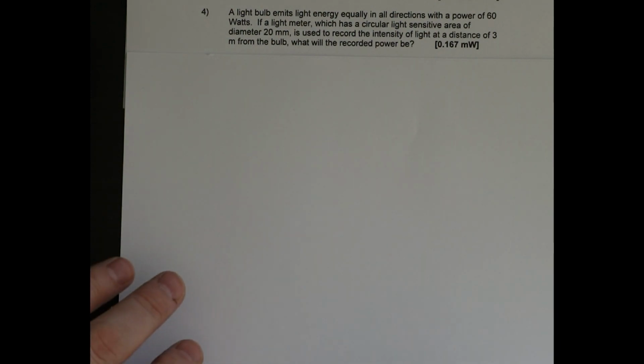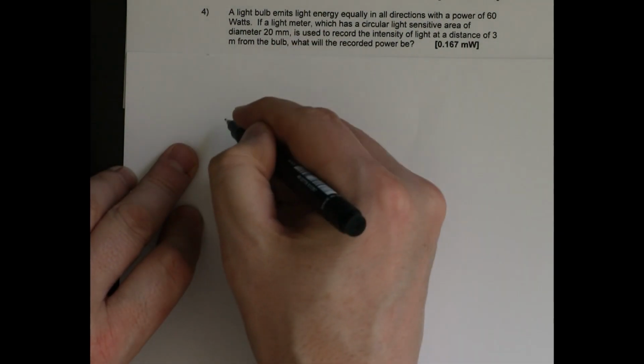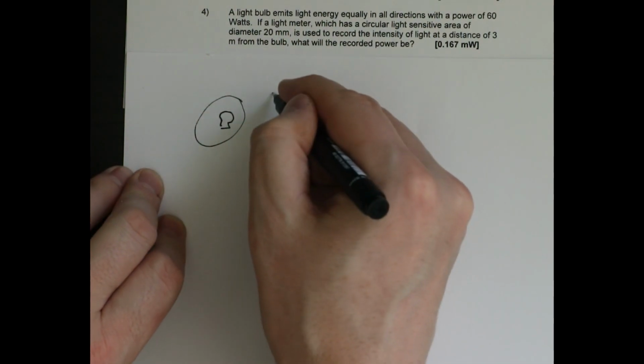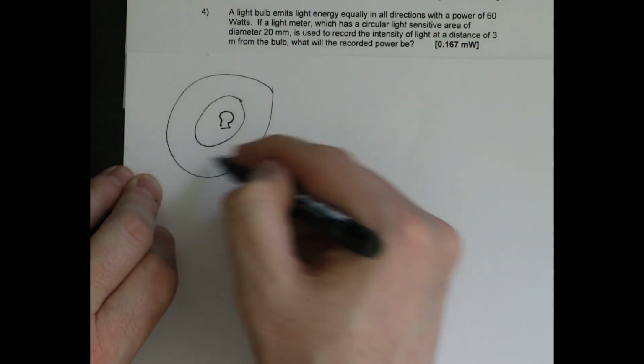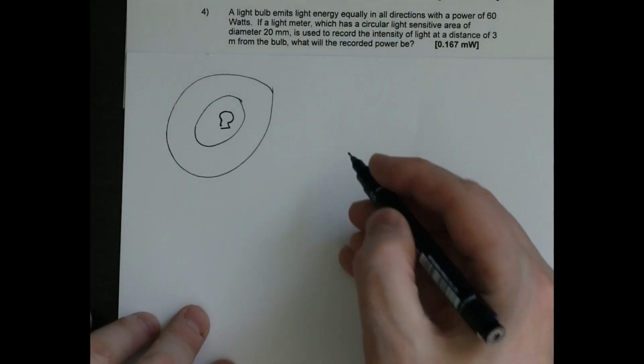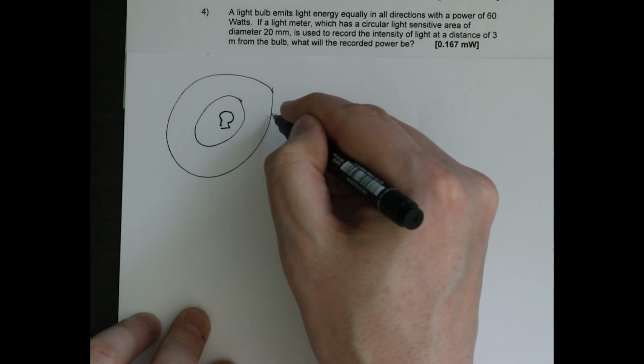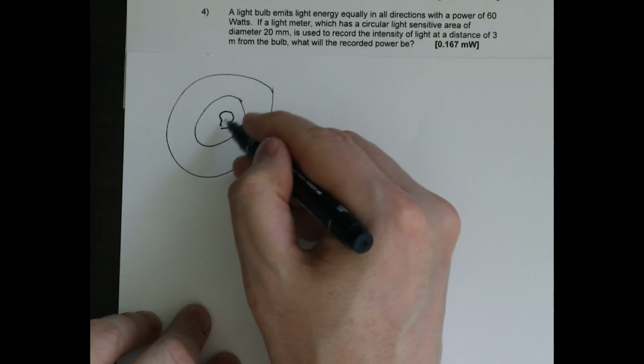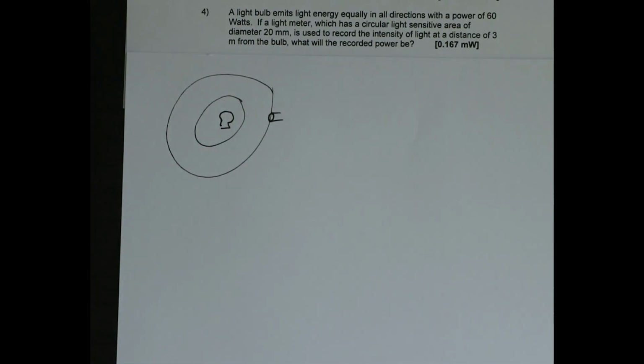Okay, so for question 4, we have a light bulb, and that's emitting power in all directions. Imagine the light is radiating away from this point, and at a point 3 meters away we have a small circular sensor that's facing the light bulb. Okay, so that's what's recording the energy at that location.